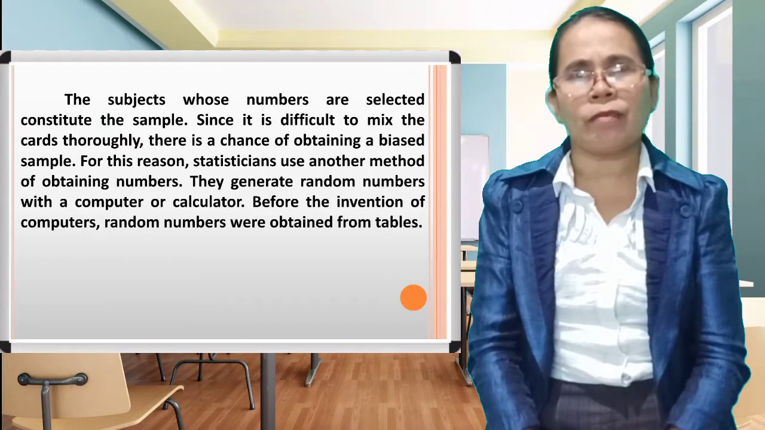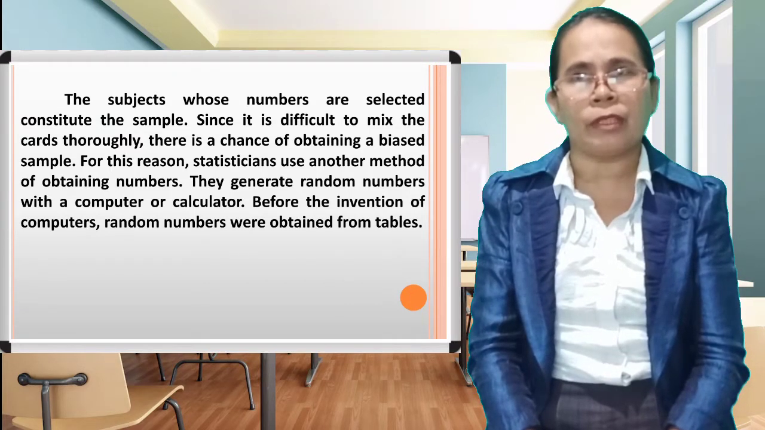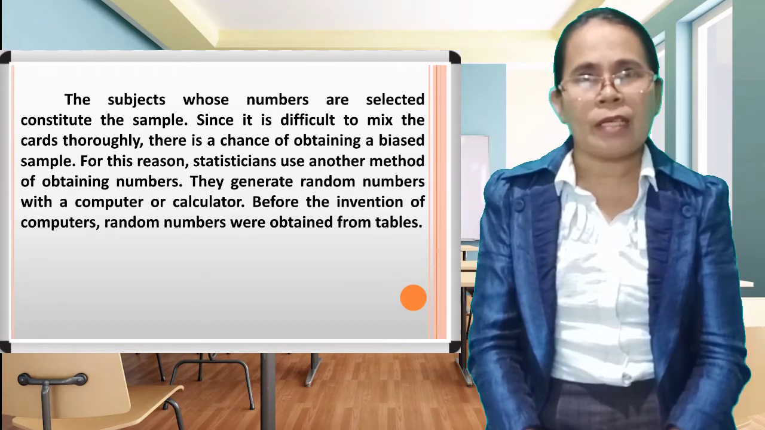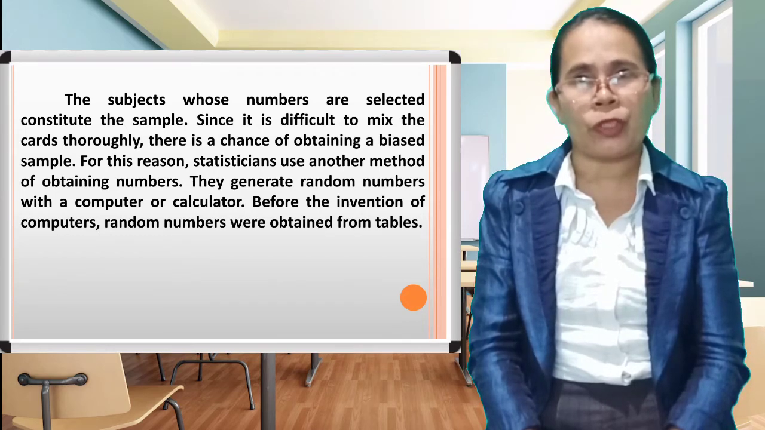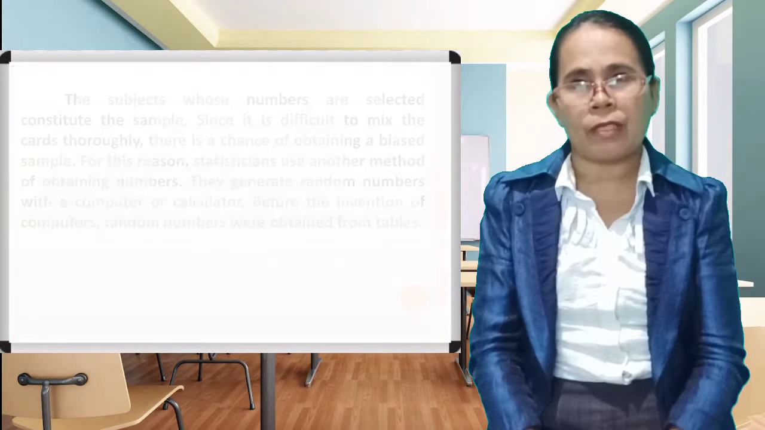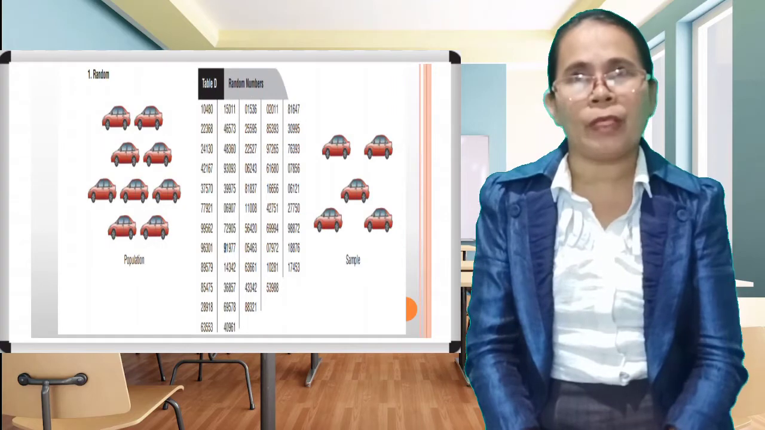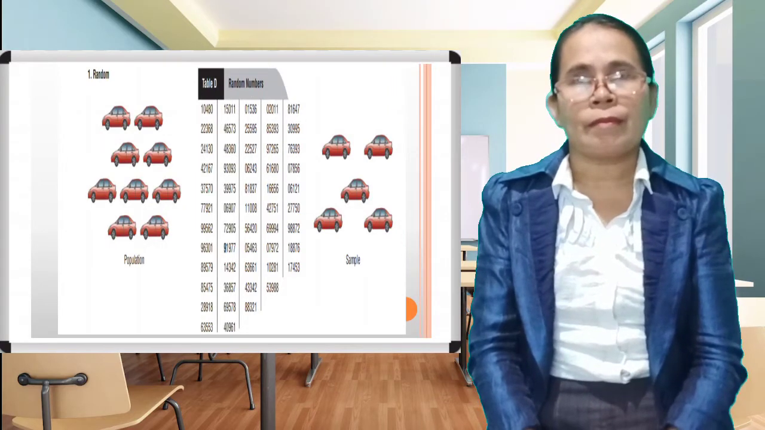Since it is difficult to mix the cards thoroughly, there is a chance of obtaining a biased sample. For this reason, statisticians use another method of obtaining numbers. They generate random numbers with a computer or calculator. Before the invention of computers, random numbers were obtained from tables. This is an example of a random sampling.